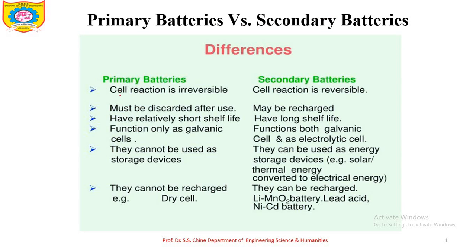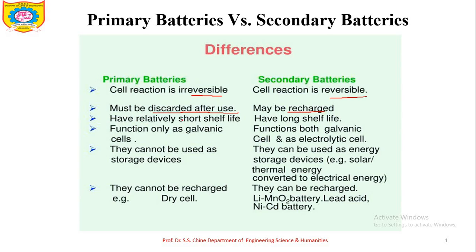Now the differences between primary batteries and secondary batteries. In primary batteries, the cell reaction is irreversible, whereas in secondary batteries, it is reversible. Primary batteries should be discarded after use, whereas secondary batteries can be recharged, so there is no need to discard them. We can recharge them and use them several times.